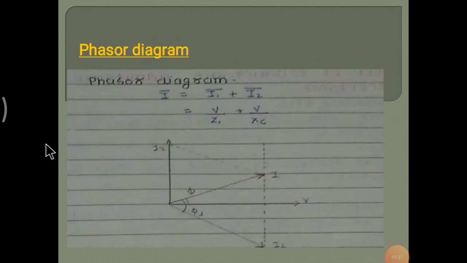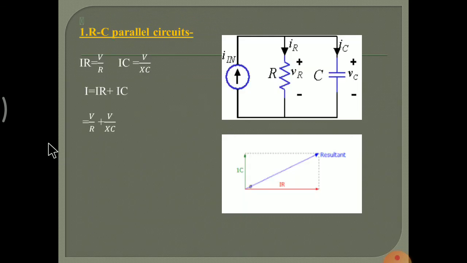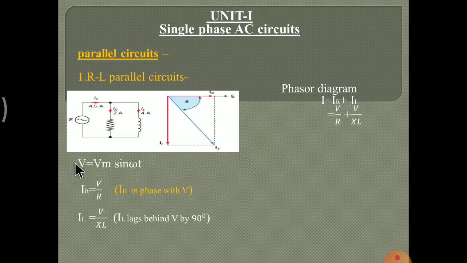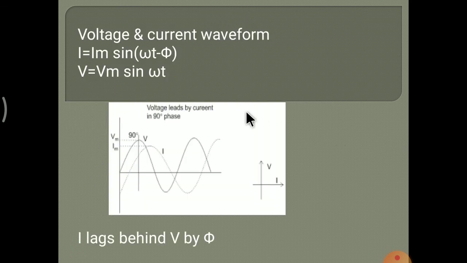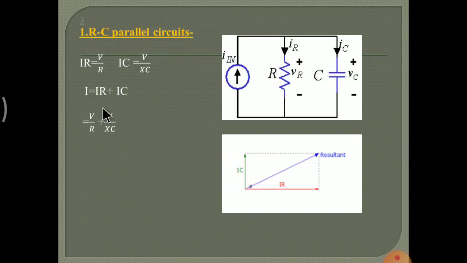Again, we will review whatever we learned in today's lecture from the first slide. First we saw the RL parallel circuit and its phasor diagram. Then we saw the voltage and current waveform for the RL parallel circuit. Then the power factor of the RL parallel circuit is lagging. Then the RC parallel circuit.